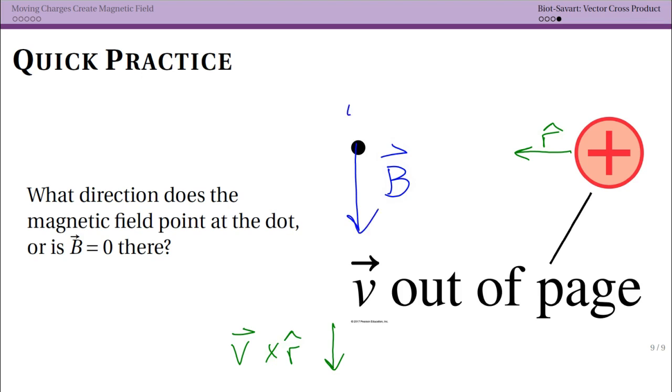And again, remember that you can also just use the right-hand rule. We expect this to be circles. And if you point your thumb in the direction it's traveling for a positive charge, we expect the whole circle to be going that way. So that's also consistent.